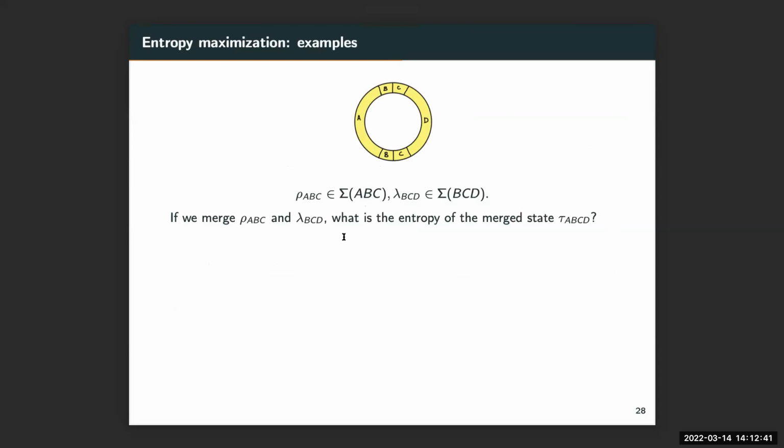And now we have two things. So what we're going to do is merge two density matrices, one in the information convex set of ABC, and the other in the information convex set of BCD. How does that work? Here's the first approach. We're just going to use this simple formula.